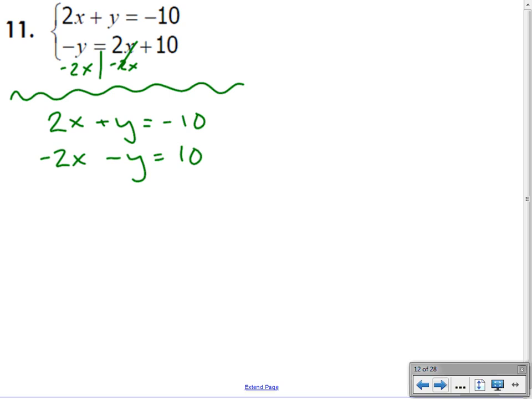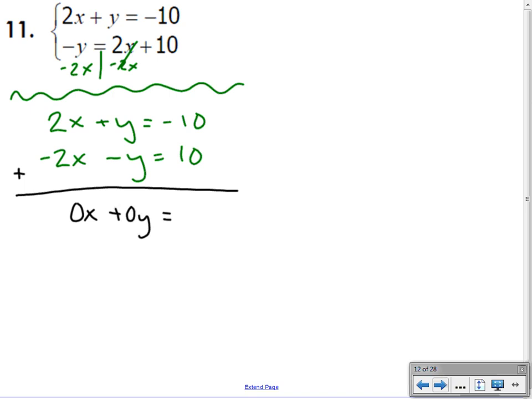So from here, we can do our elimination steps. Let's cancel out the y's this time. So if we're adding these two equations together, we get 2x minus 2x, but we have a problem. That makes 0x. And when we do y plus negative y, that makes 0y.